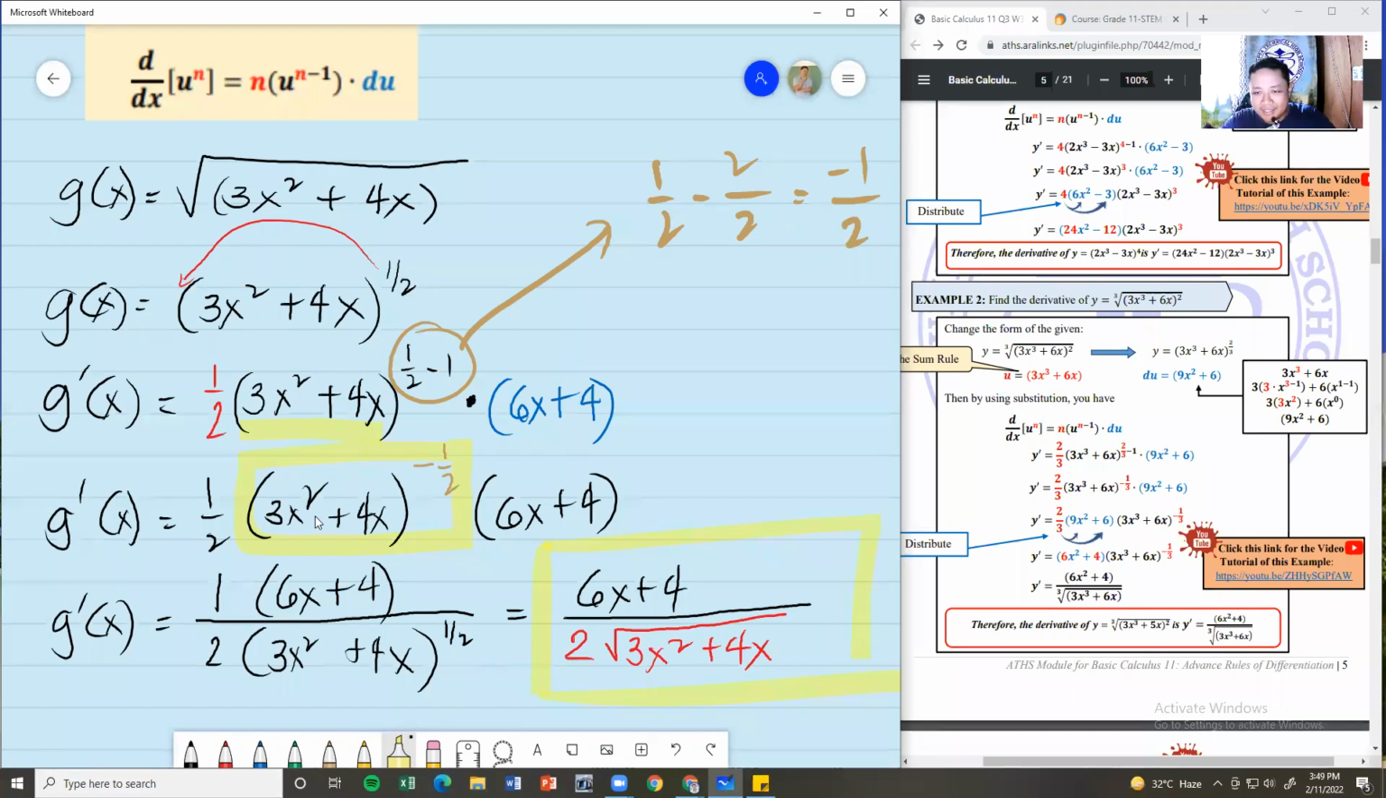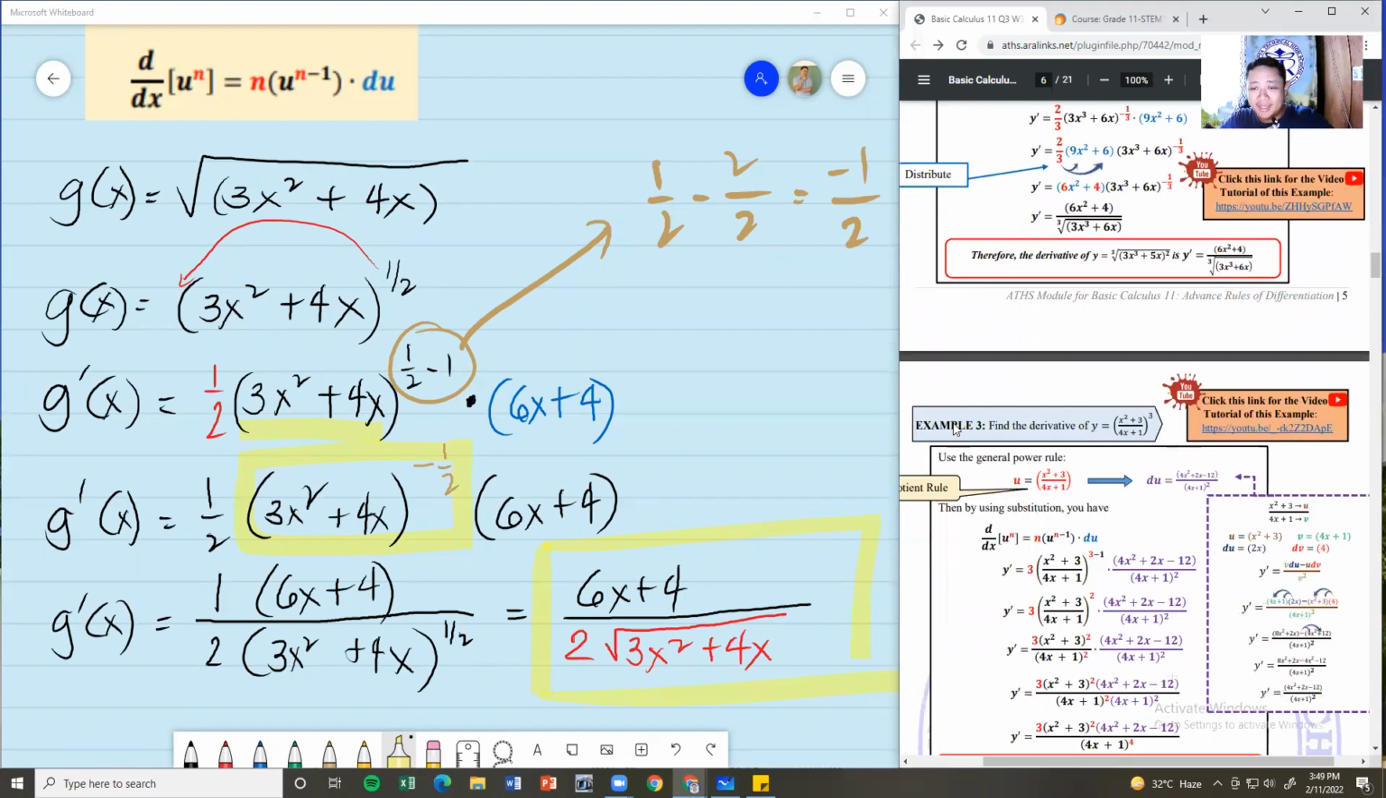Got it? Show me a reaction if that's clear to you. Let me see if you understood. Very good. Nice. Okay? Ganun lang siya.